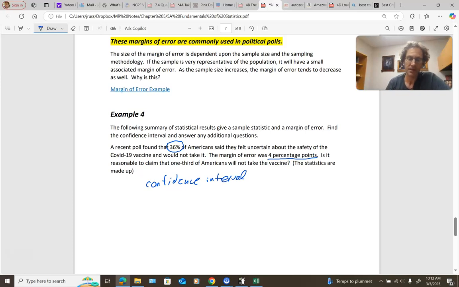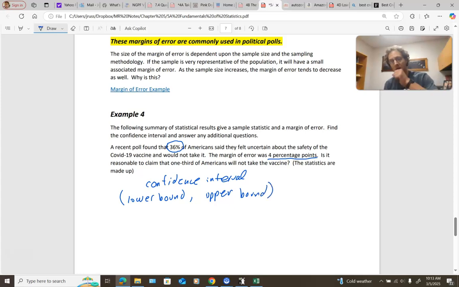And so you're going to have a lower bound, and typically this confidence interval is in parentheses because it's an actual interval, if you remember from your algebra classes. So you're going to have a lower bound and you're going to have an upper bound. Okay.